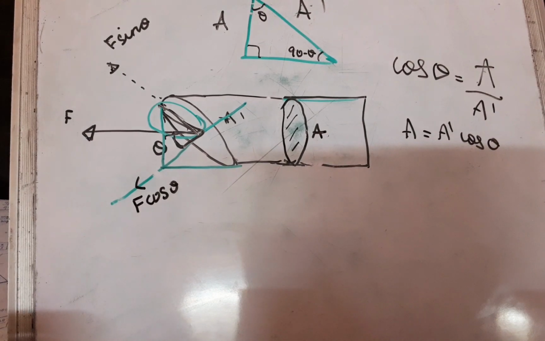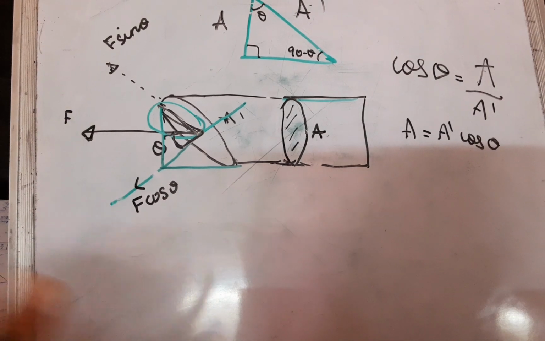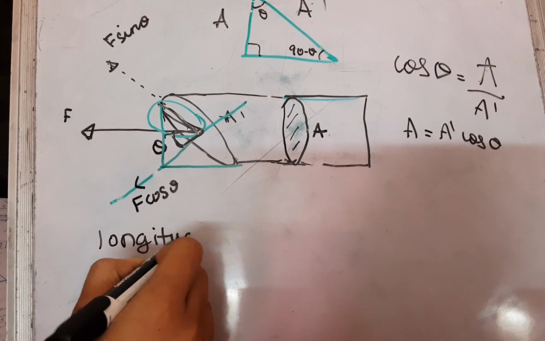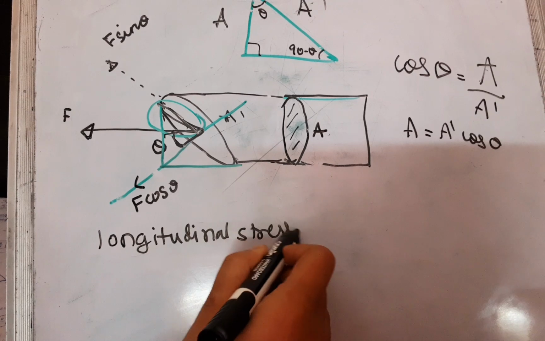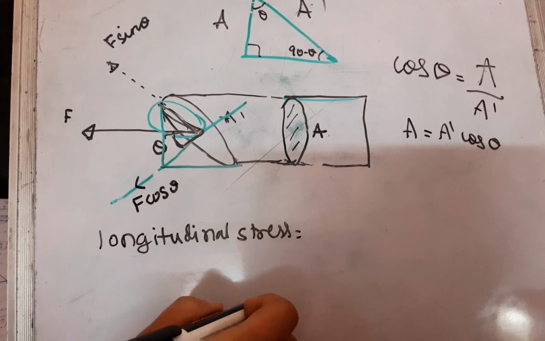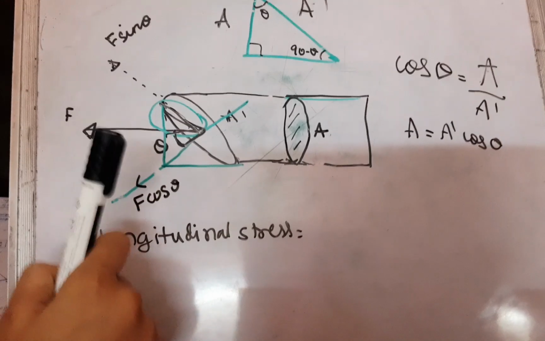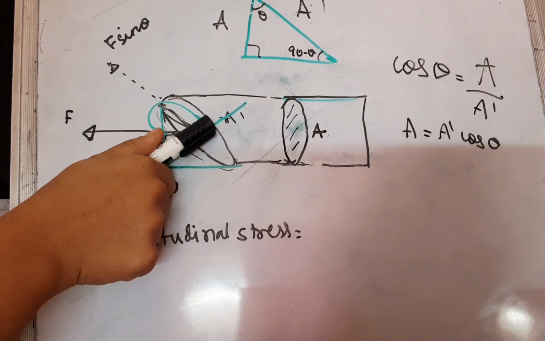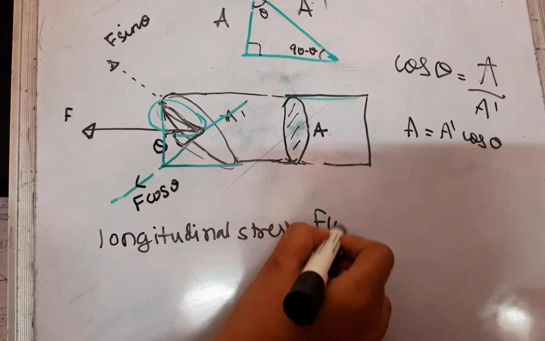Okay, easy. I hope you got it. I explained it very clearly. Now coming to what the stress was. Here the stress was longitudinal stress. Longitudinal stress is nothing but force upon area, but you should consider the force which is normal to the area. So what is the normal force to this area? F cos theta.